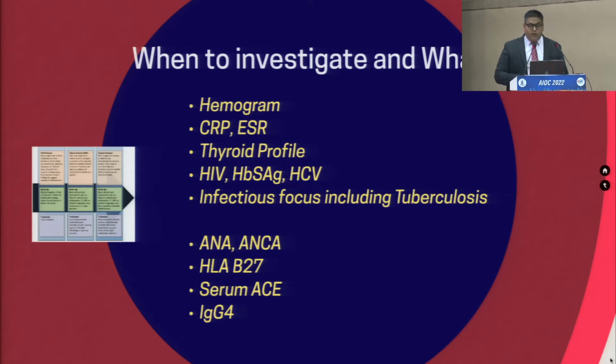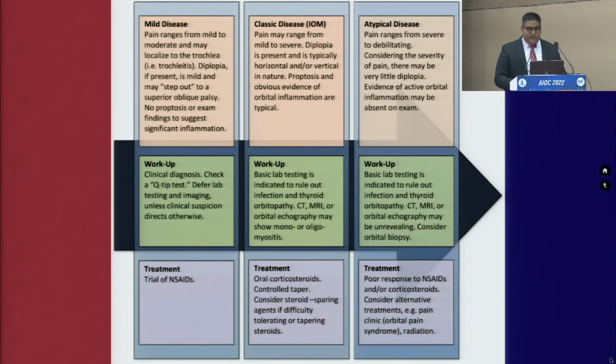So when to investigate, and what do you do? Typically it's not advisable to do the entire battery of all autoimmune diseases at the first visit. If there is a mild disease, the first treatment trial would be to give non-steroidal anti-inflammatory drugs and see for a response. If there is a classical disease where you expect pain on movement, diplopia, proptosis, then you definitely need to do your lab investigations and start the patient on oral corticosteroids with a controlled taper.